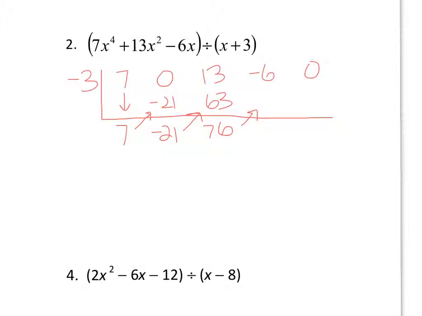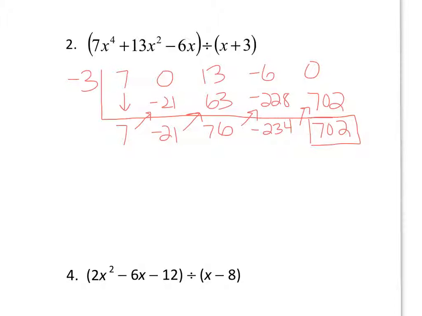That is -228. Now add -6 plus -228. That's -234. And we're going to do another multiplication. -234 times -3. And you're going to write that here. So that result is 702. Okay, add 0 plus 702. And I get 702. Put a box around it.